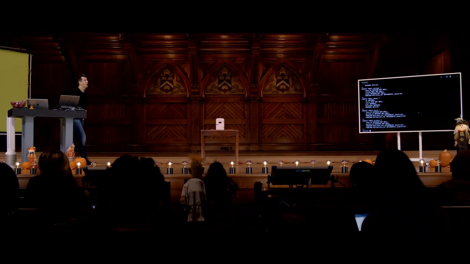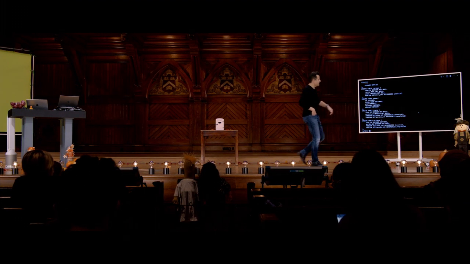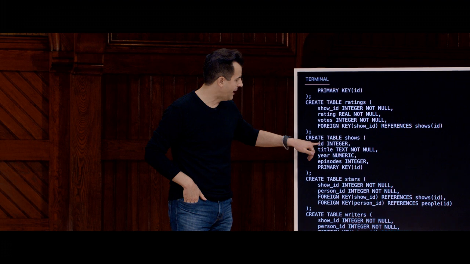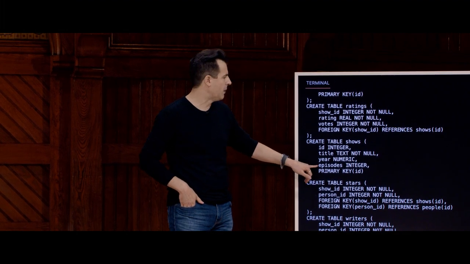But perhaps the most intellectually interesting one and the most powerful one is what's called here a primary key and a foreign key. And let me go back now to this output. If we look at shows, you'll see that a show, again, has an ID, a title, a year, and a number of episodes.